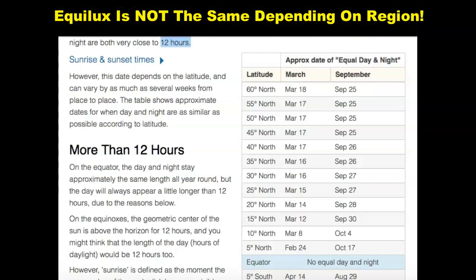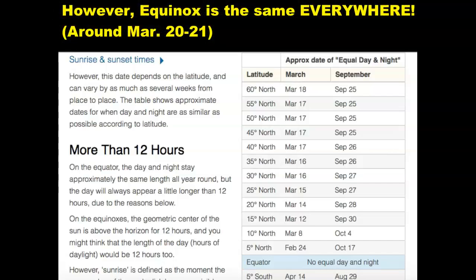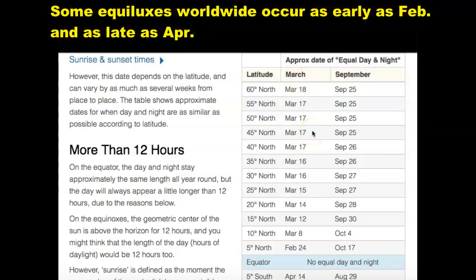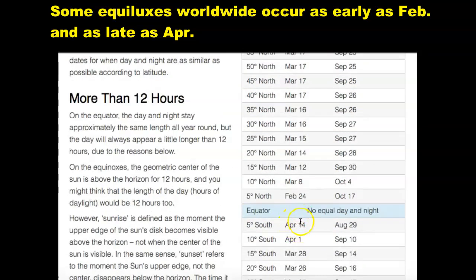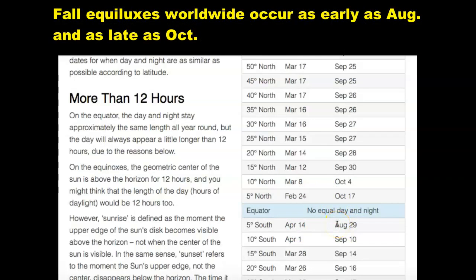it cannot be the equilux, and the Enoch calendar does not begin on the equilux, simply because the equilux is different in every region. We need that one defining moment where everything is equal, and the word equinox means equal night, because as you see right here in this chart, some regions experience the equilux as early as February and some experience it as late as April in the spring. However, some experience it as early as August in the fall and some as late as October.